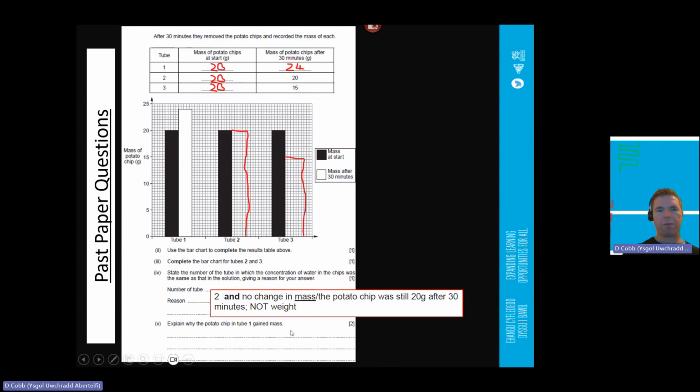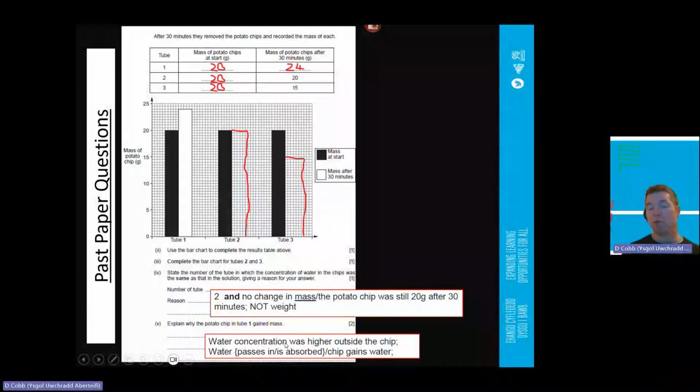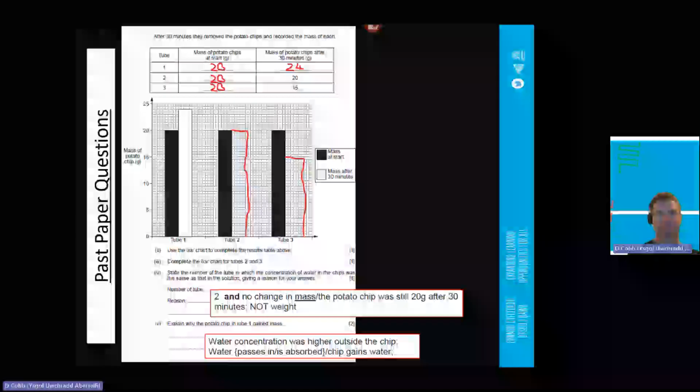And why did the potato chip in tube 1 gain mass? Look, it gained mass. Well, that potato was put in pure water. And so water concentration was higher outside the chip, or you could say it's more dilute outside the chip, and water passes in by osmosis. The chip gains water then.